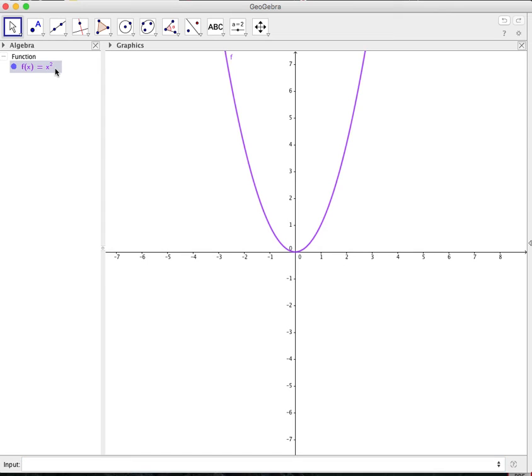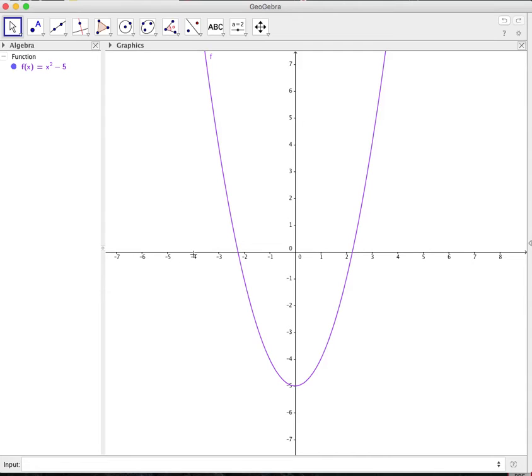Now let me edit and say, how about plus 5? x squared plus 5. What happens now? Look at that. My curve shifts up by 5. My minimum is now at (0, 5). Let's do minus 5 and see what happens. x squared minus 5. Look at that. My curve shifts down to negative 5. That's great.